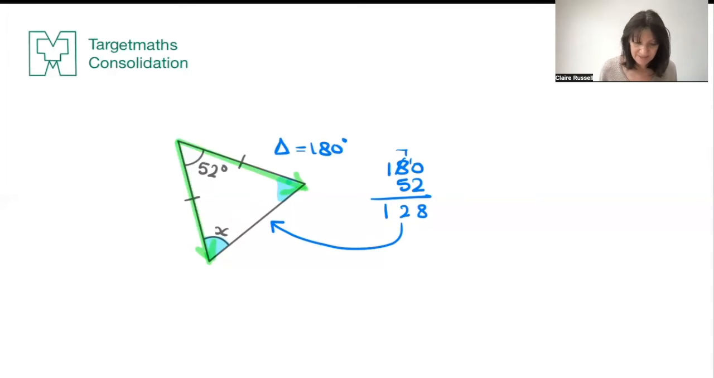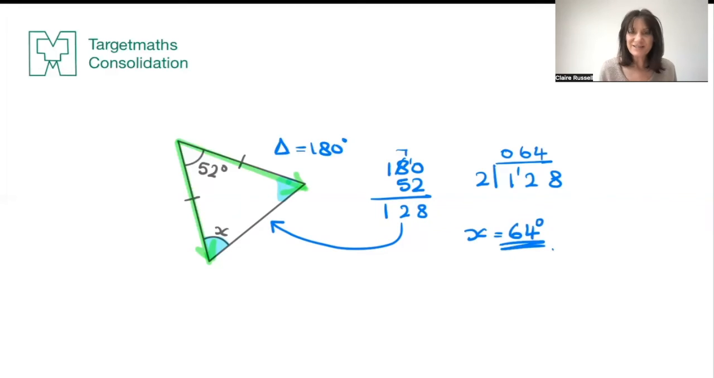Now that 128 has to be shared between both of these. So my last step is to divide my 128 by 2, and I'm just going to shove it in my bus shelter. 2's into 1 don't go. 2's into 12 go 6. 2's into 8 go 4. So I know that these two angles here are both 64 each, which is telling me that X is equal to 64 degrees. So if you got that right, really, really well done.